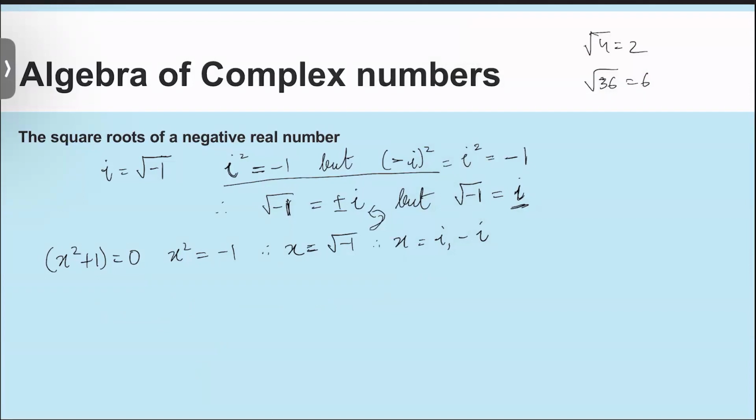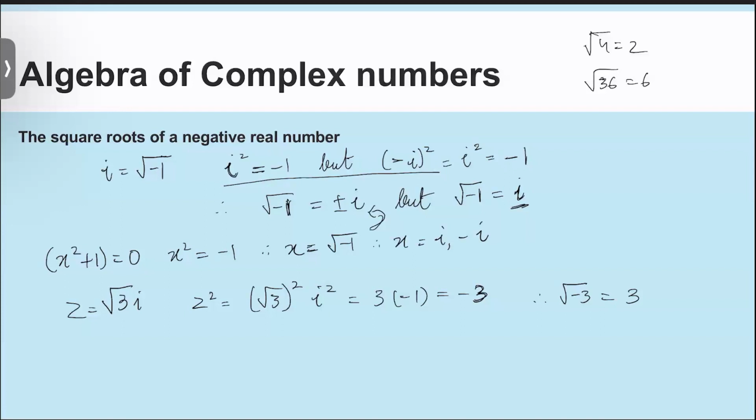Okay, so suppose you are given the number, say √3 i. This is your complex number z, and you want to find its square. So you square both the parts: you have (√3)² and i², and what you are left with is 3 times minus 1, which equals minus 3. Therefore, you can say that the square root of minus 3 is √3 i.